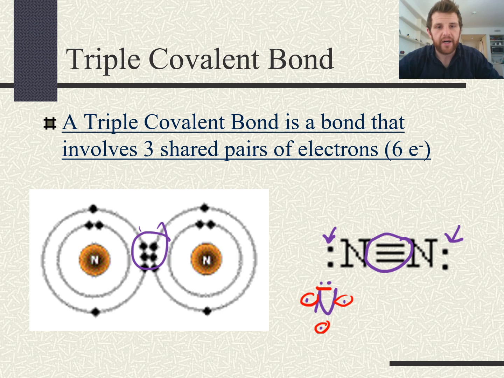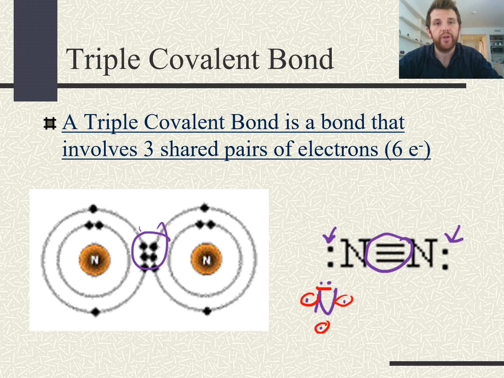Triple covalent bond, this is 3 shared pairs. There's a really good example that always happens. Nitrogen always does this because each of them has 5 valence electrons. So 2 go away because there's a non-sharing pair, and the other 3 just make a bond. So you can see the lone pair here and here, and then there's your triple bond.